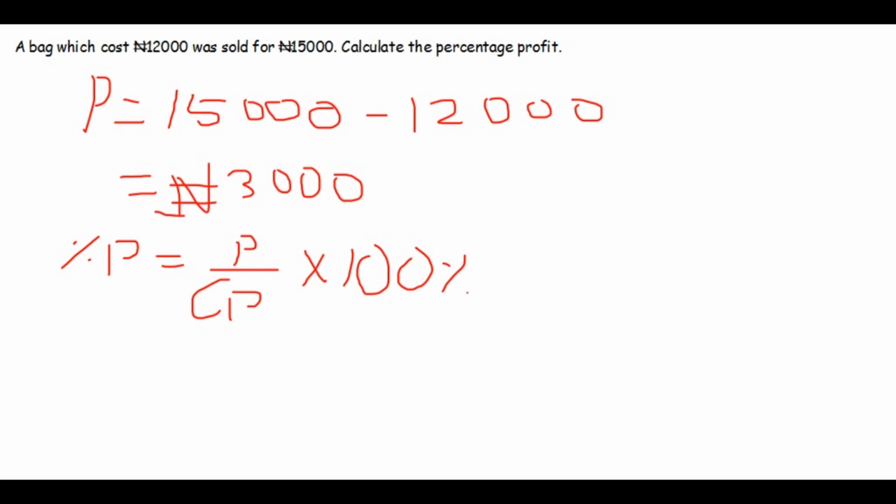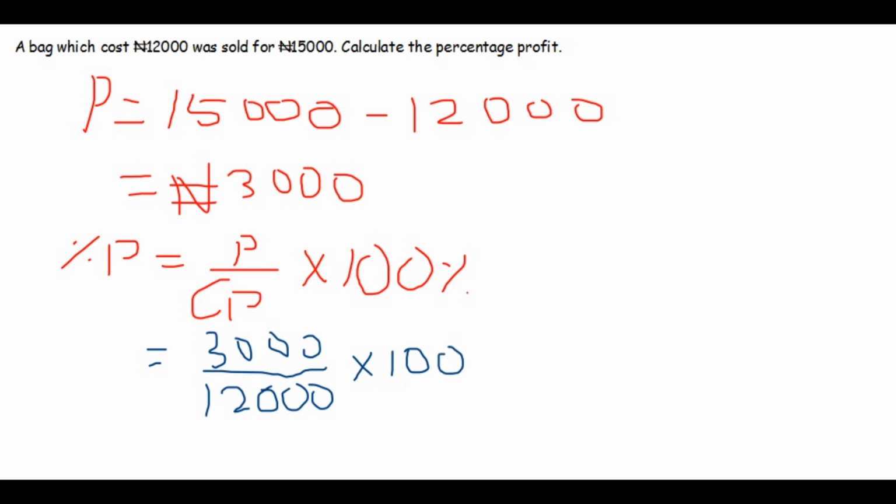So if we substitute this value into the formula, the percentage profit is therefore equal to 3,000, which is the profits, divided by the cost price, which is 12,000, and then multiplied by 100. This 0 can cancel out this 0, this 0 can cancel out this, and you'll be left with 3,000 divided by 120, and this is equal to 25%. This is the answer.